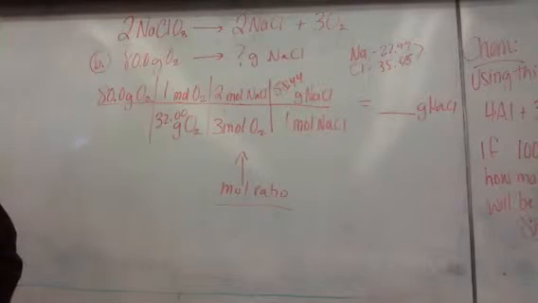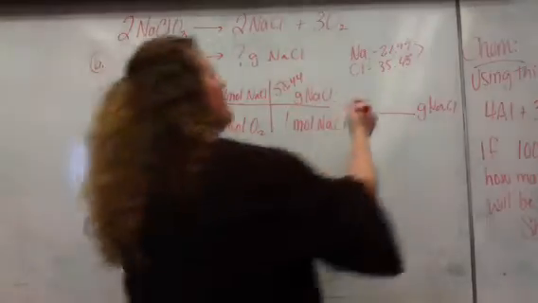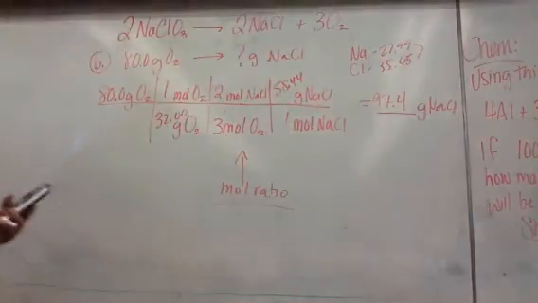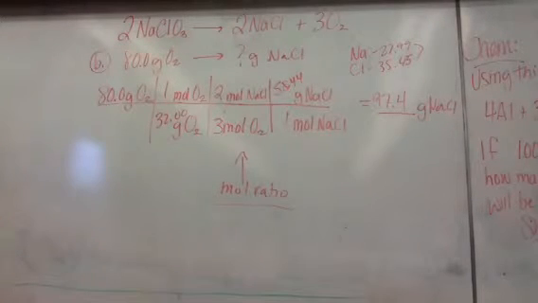Leanne, what do you got? 97.4 grams NaCl. Yep, beautiful. 97.4 grams of sodium chloride. And how many sig figs can we have? 3. So that's it. We don't have to do anything with that answer. It's perfect as is.